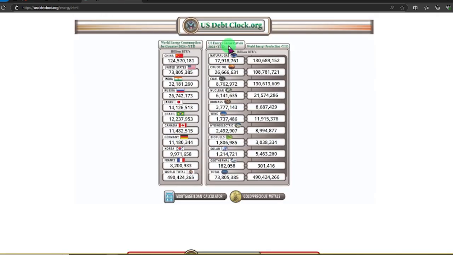The second website is usdebtclock.org. Pretty self-explanatory. As you can see, China is #1. They have 124 billion, and yeah, this is all for free.